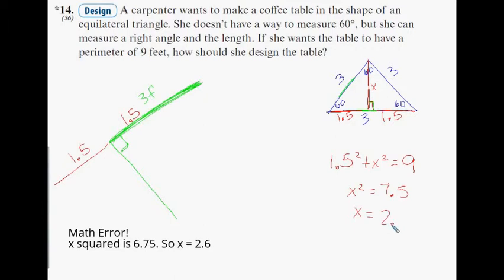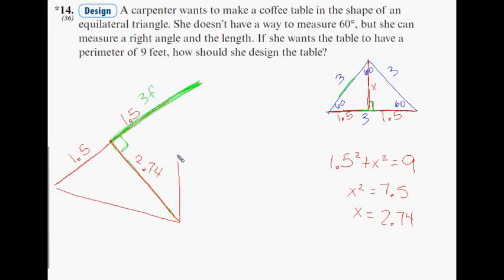So 2.6, okay? So what you could recommend to her is that she makes sure that this is 2.6 units tall. And if she's got that exact, and she knows this is 1.5 and this is 1.5, then she can just connect the segments like this, and she'll know she has a right triangle. So if she wants the table to have a perimeter of 9 feet, how should she design the table?